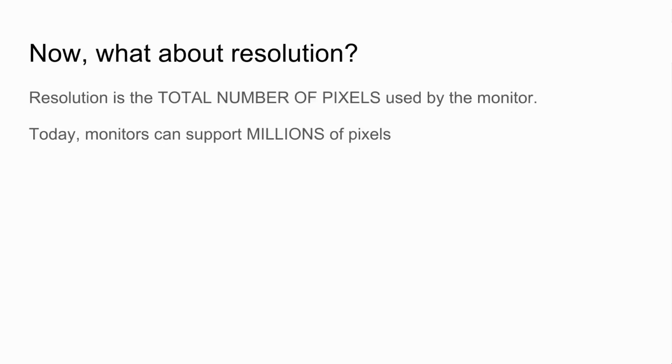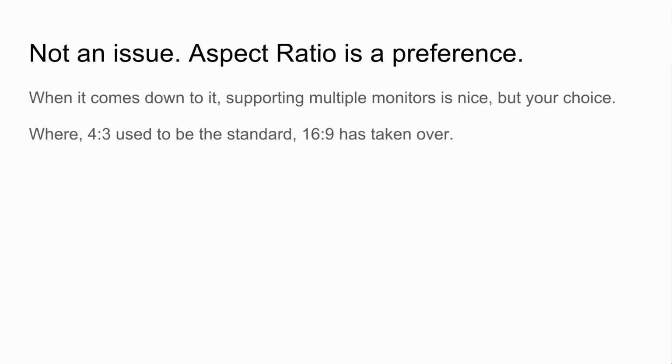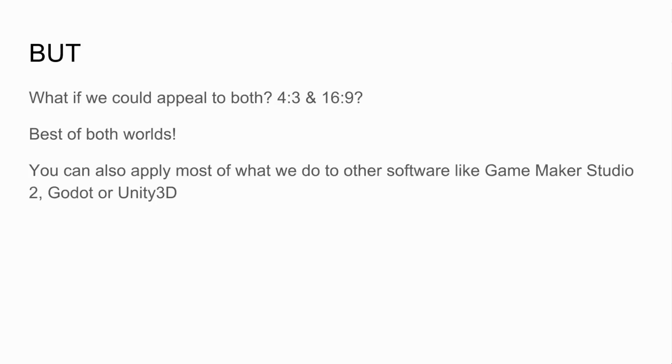Now, what about resolution? Resolution is the total number of pixels used by the monitor. Today, monitors can support millions of pixels, which isn't really an issue. Aspect ratio is a preference, and when it comes down to it, supporting multiple monitors is nice, but it's your choice. Where 4:3 used to be the standard, 16:9 has taken over.